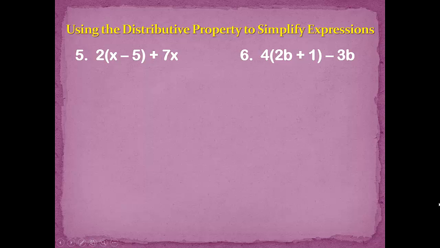Now we're going to use the distributive property to help us simplify our expressions. So for number 5, we have 2 times the quantity x minus 5 plus 7x. The distributive property means that we'll take this 2 on the outside and we're going to multiply it by both of our numbers on the inside. So we're going to take the 2 times our variable x and then the 2 times 5. So 2 times x would be 2x, and then I have minus 2 times 5, which is 10.